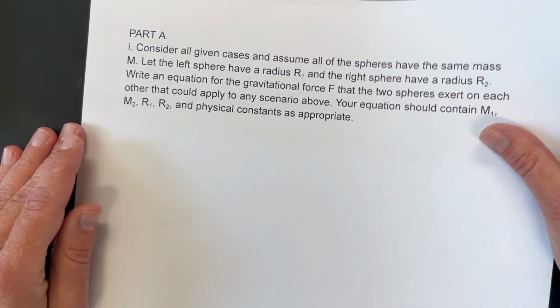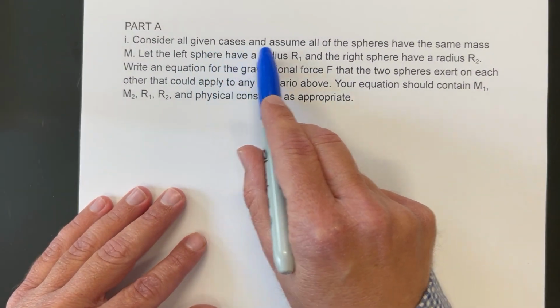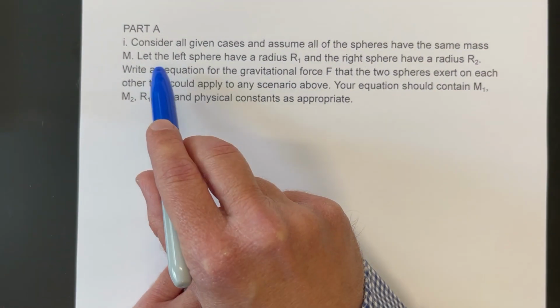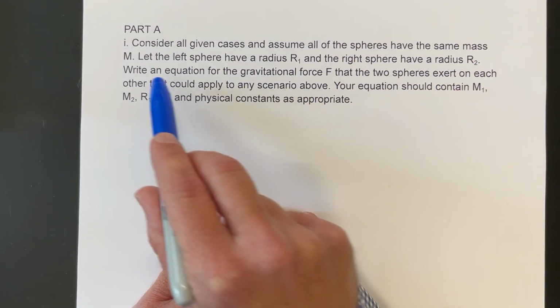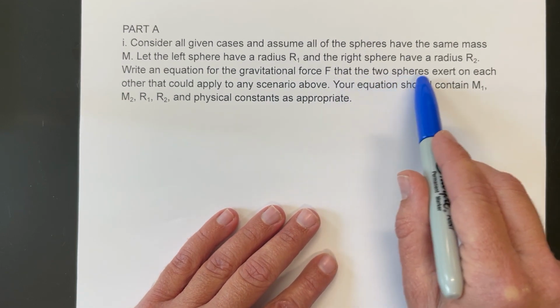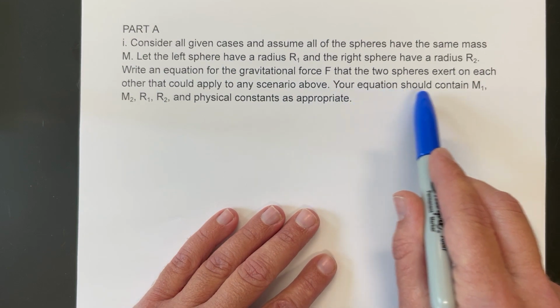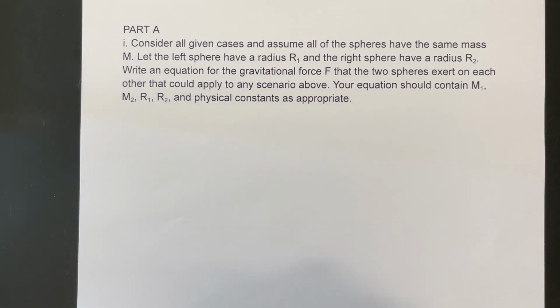So next thing we have here, it says in part A, consider all given cases and assume all the spheres have the same mass, capital M. That makes things nice and easy. Let the left sphere have a radius R1 and the right sphere have a radius R2. Write an equation for the gravitational force F that the two spheres exert on each other that could apply to any scenario above. Your equation should contain M1, M2, R1, and R2 and physical constants as appropriate.